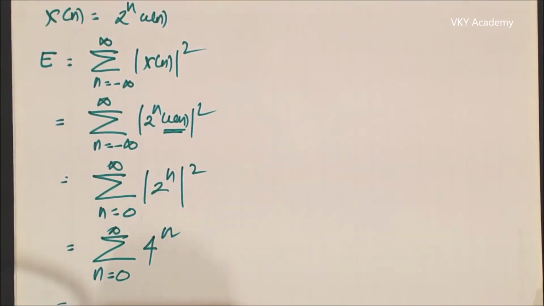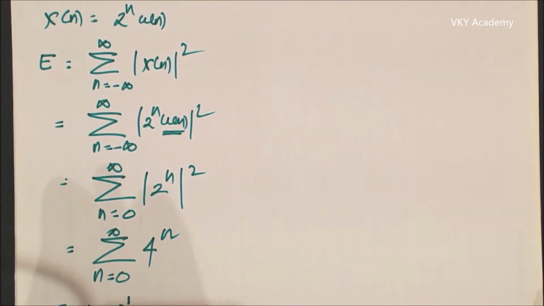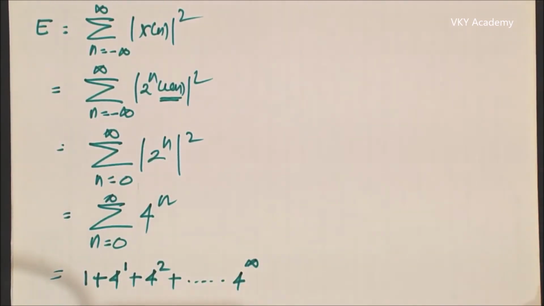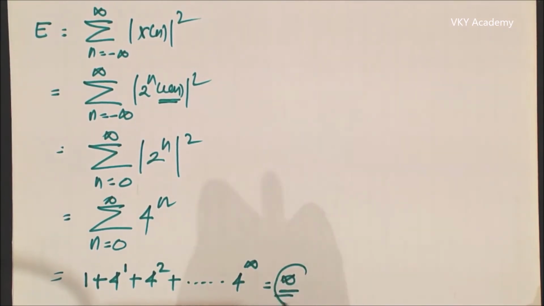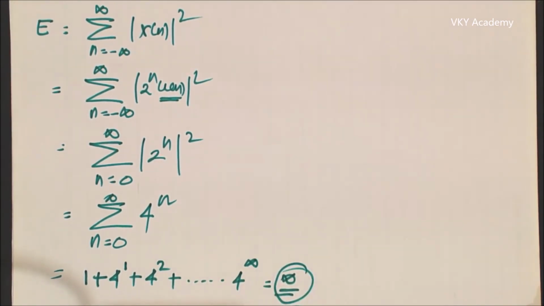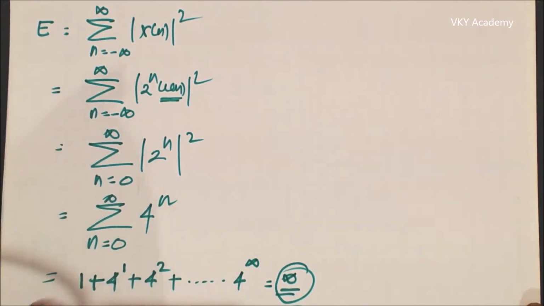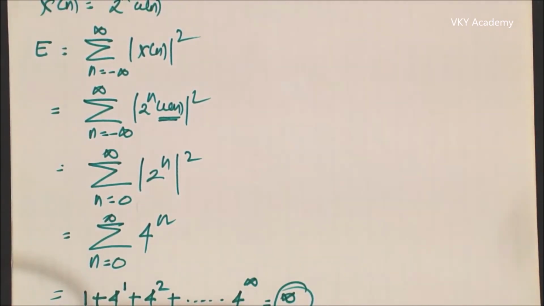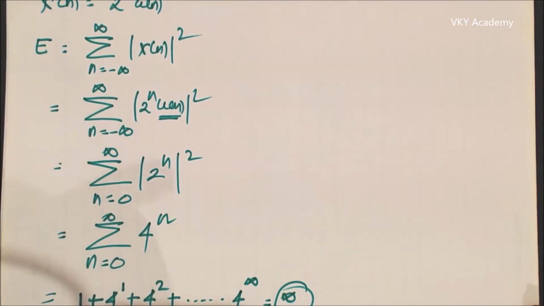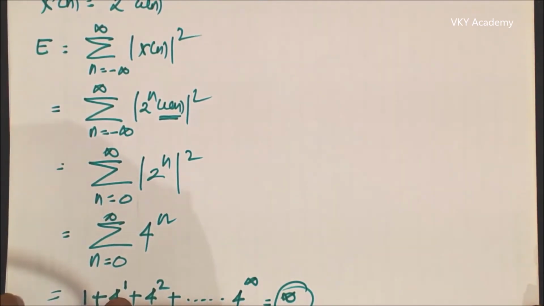Now the moment we expand this summation, it will be 1 plus 4 to the power 1 plus 4 to the power 2 plus up to 4 to the power infinite. Now as we can see, the GP factor is greater than 1 and it is up to infinite. So this infinite GP series will always diverge and will always be equal to infinite. So I can say this particular signal is not an energy signal. Let us check whether this signal is a power signal or not.